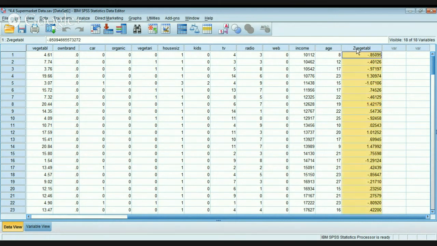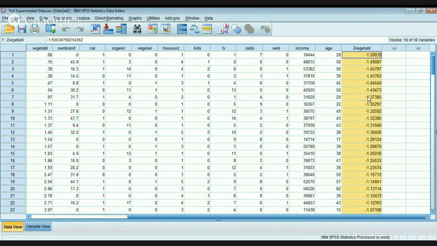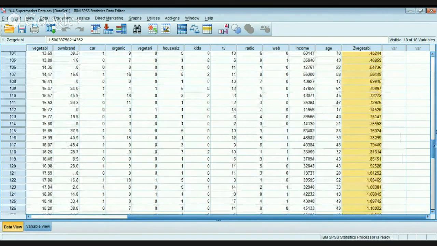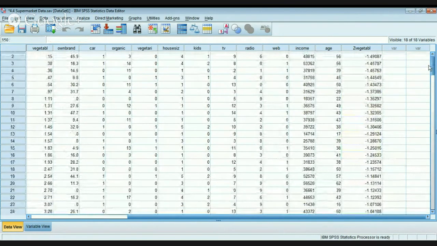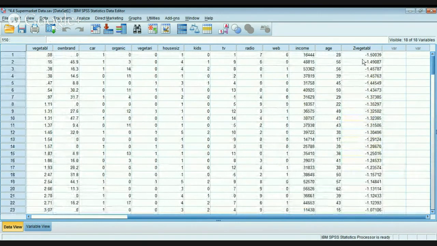What I can also do is click on the variable and right-click and say sort. Now it will sort from lowest to highest, and I can then determine which ones are outliers. None of these are above 3.0. None of these are below minus 3.0. So there's no outliers in vegetable expenditure. Okay, let's go back.